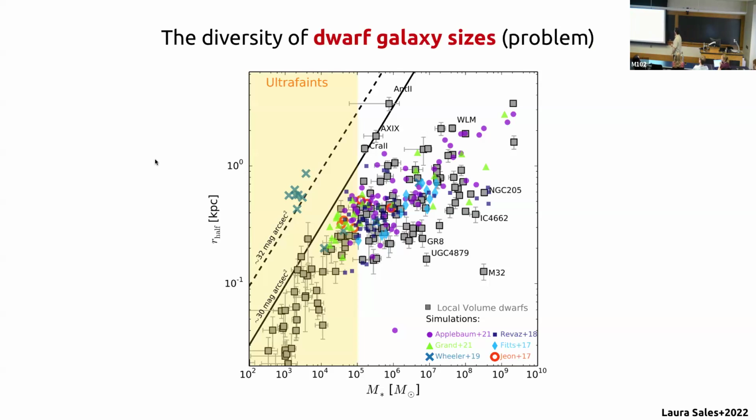And what this is showing is actually that the simulations can reproduce quite well this relationship. By relationship, I mean that the more massive galaxies are just larger. This is essentially what is happening.